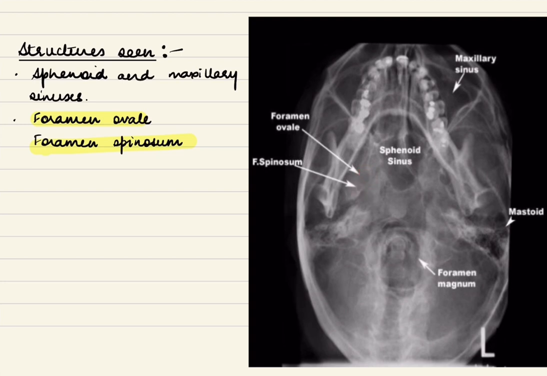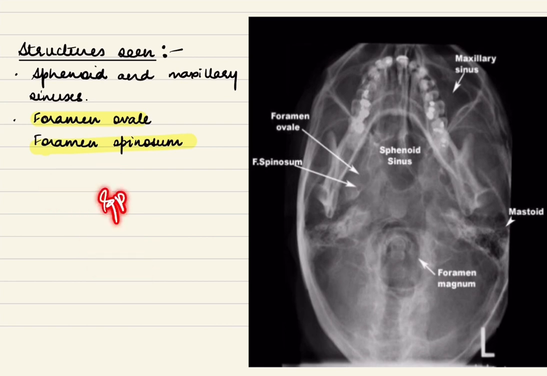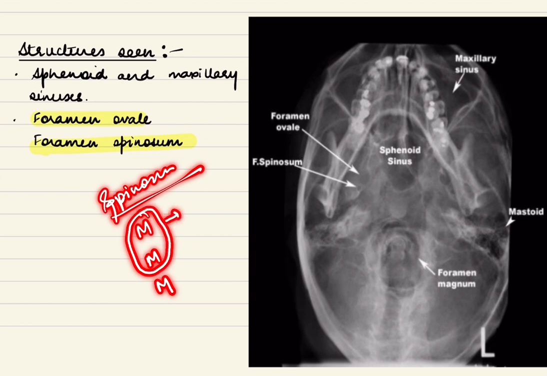So you should know what structures pass through these foramina. Through the foramen ovale, the mnemonic is MALE: mandibular nerve, accessory meningeal artery, lesser petrosal nerve and emissary vein. And through the foramen spinosum, triple M is the mnemonic. So both the middle meningeal vessels, that is the middle meningeal artery and middle meningeal vein, along with the meningeal branch of the mandibular nerve. So these structures pass through these foramina.